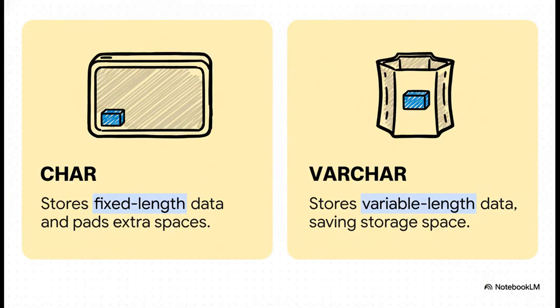Now, here's a classic interview question. When you're making a text column, should you use CHAR or VARCHAR? The real difference is all about storage space. CHAR carves out a fixed block of space and pads any extra with spaces. So imagine storing a two-letter state code like CA in a CHAR(10) field. You are wasting 8 characters of space for every single entry. VARCHAR, on the other hand, is flexible. It only uses the space it actually needs, which in a giant table saves a massive amount of storage.